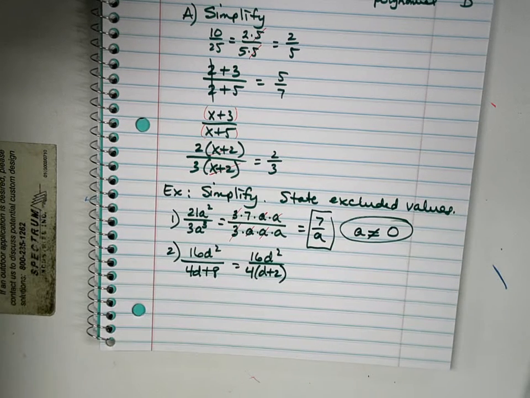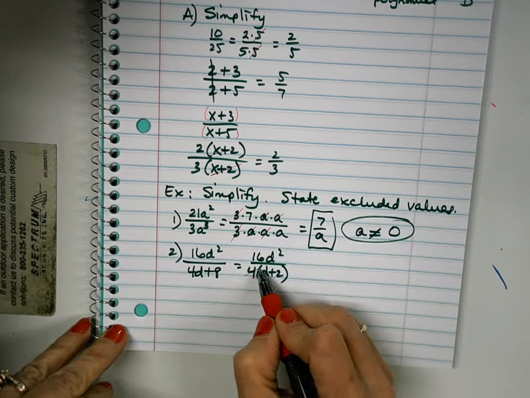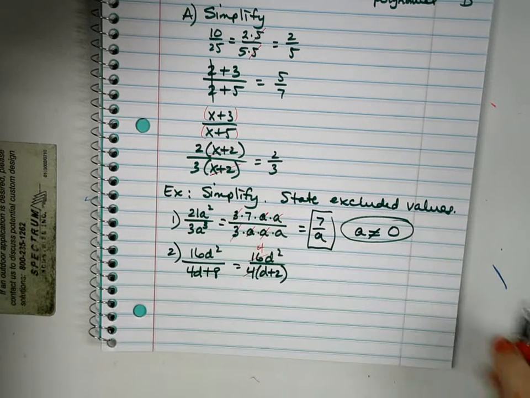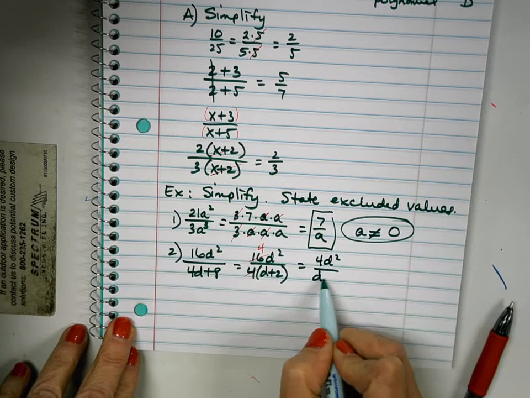Okay? It's at this point then you could potentially cancel part of the 4. The 4 I could pull out a GCF, or d plus 2, if I could cancel that whole d plus 2. And it looks like all I'm going to be able to cancel is a 4, because I can take a 4 out of the 16, right? 16 is 4 times 4. And so this answer would be 4d squared over d plus 2.